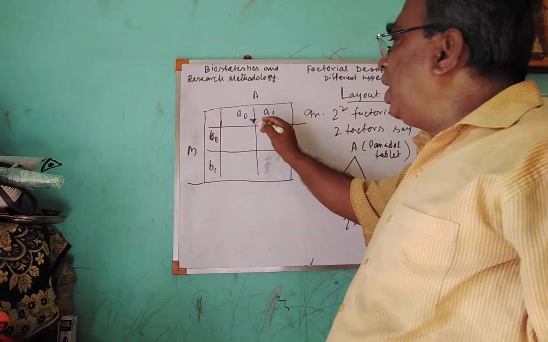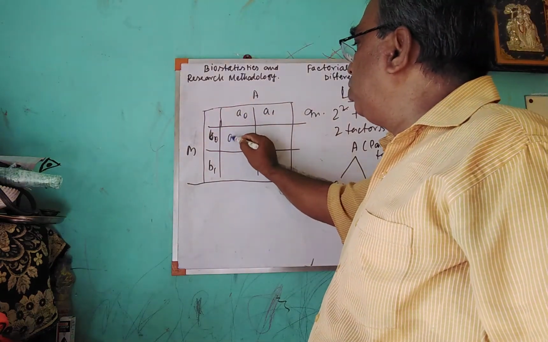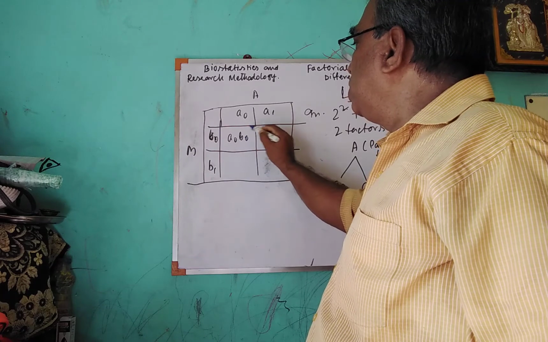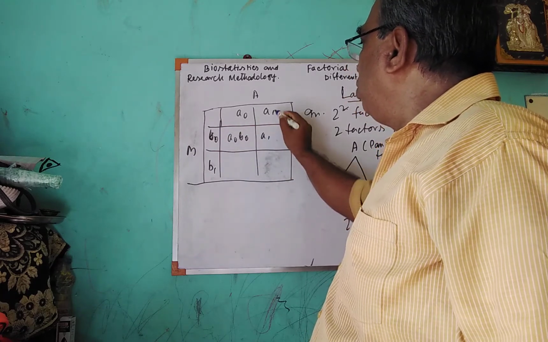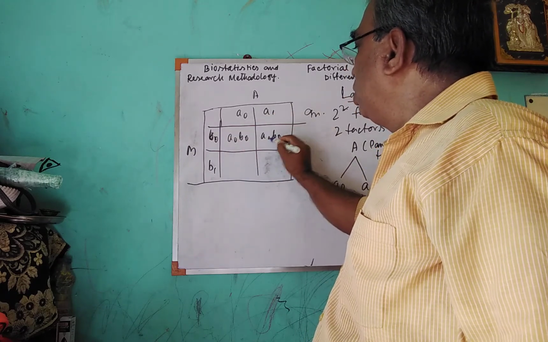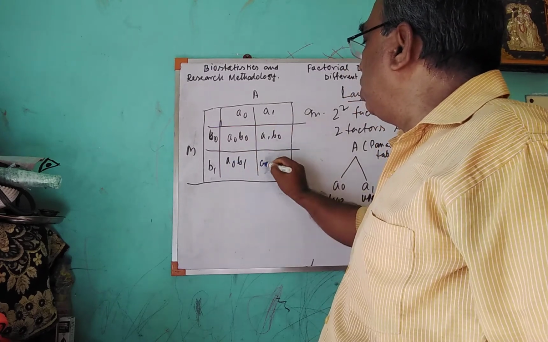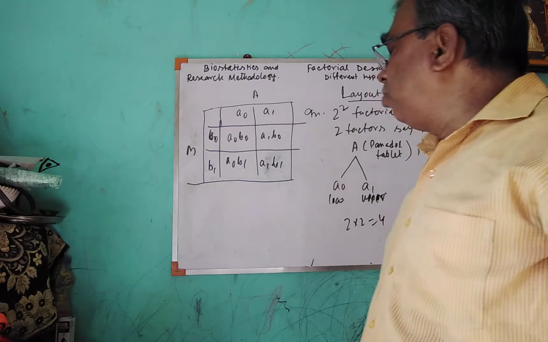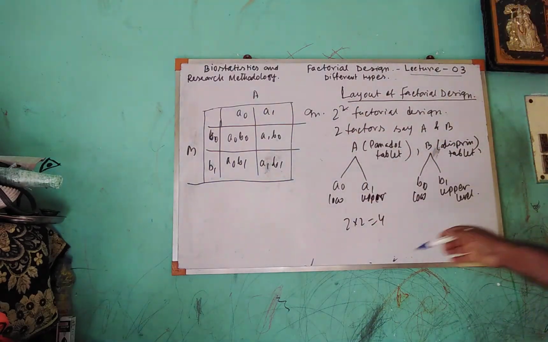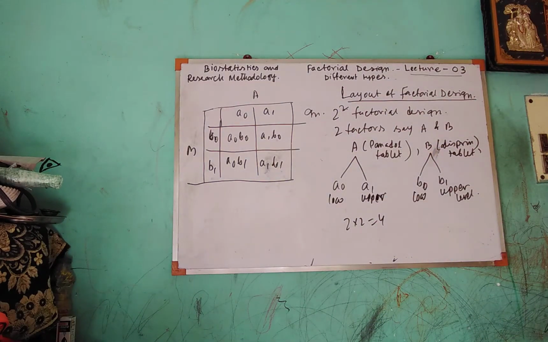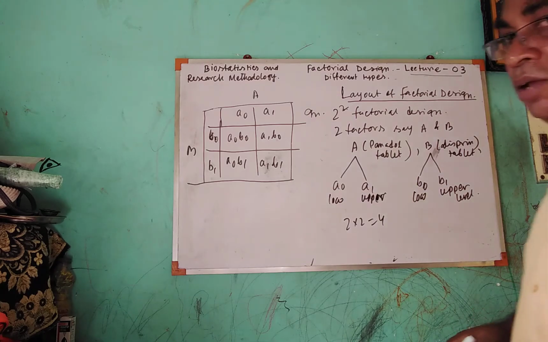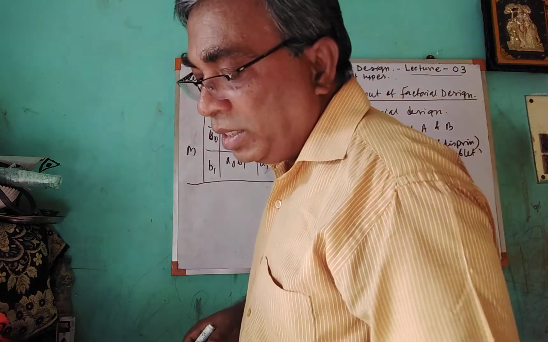You can write down like this: A0, B0. This is A1, B0. This is A0, B1. This is A1, B1. These are the four treatment combinations. These are actually the layout of factorial design. I think you understood very nicely in this lecture.